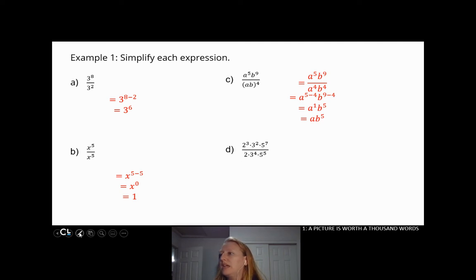Now, one of the things that I did do is I did put a 1, 2 on that lovely exponent right there.